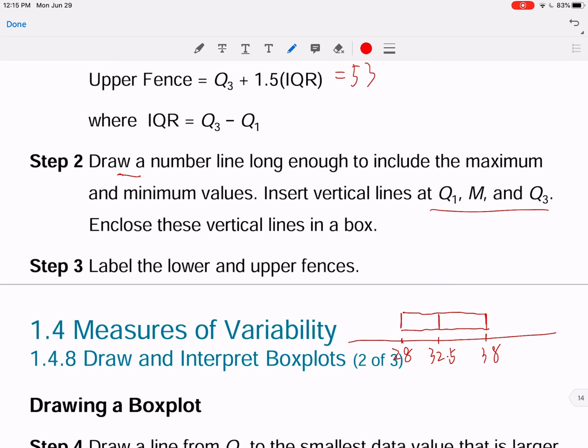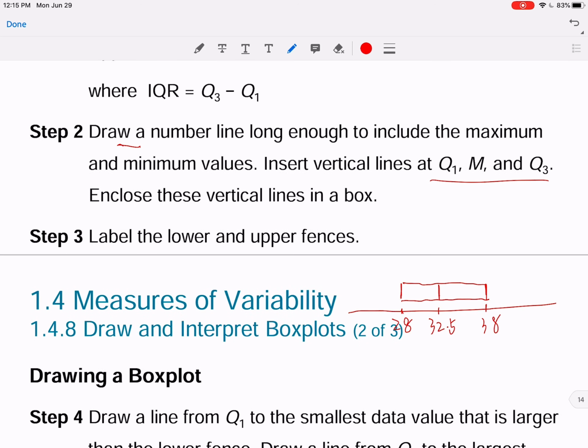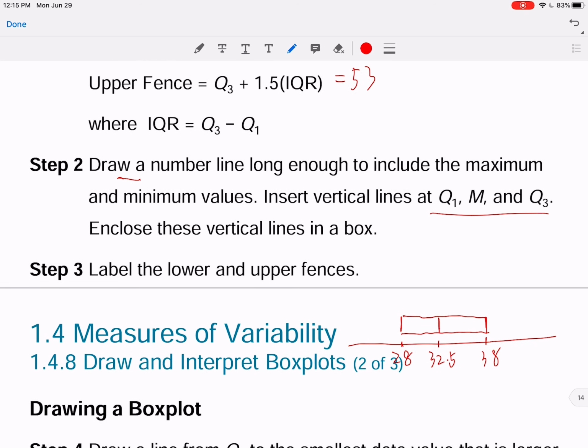And then step 3, label the lower and upper fences. The lower fence is 13. 13 should be somewhere over here. This is 13. We label the lower fence with a bracket. And the upper fence is 53, right? So 53 is like that. 53 is over here.